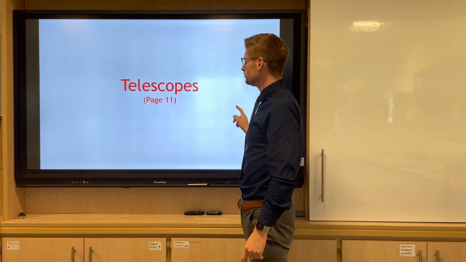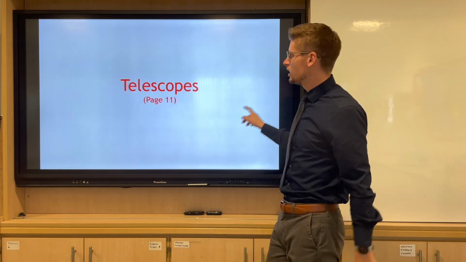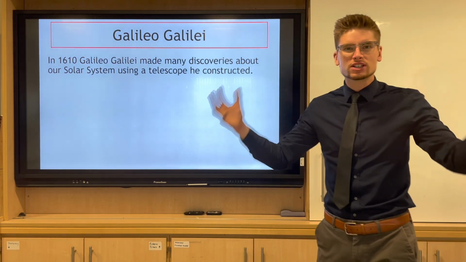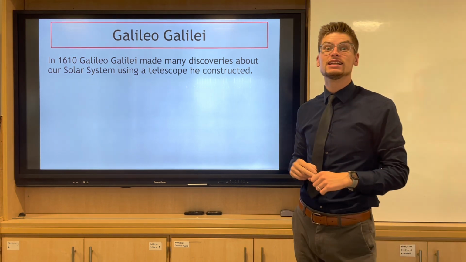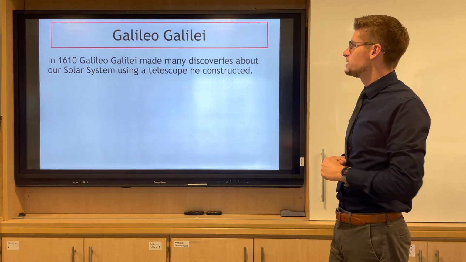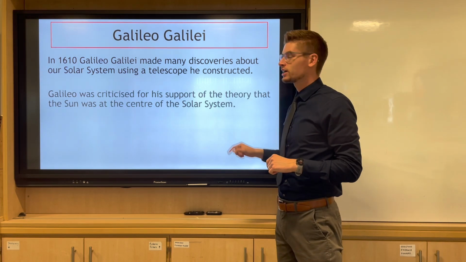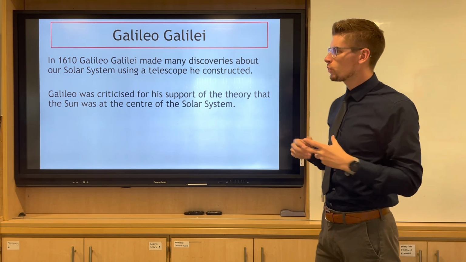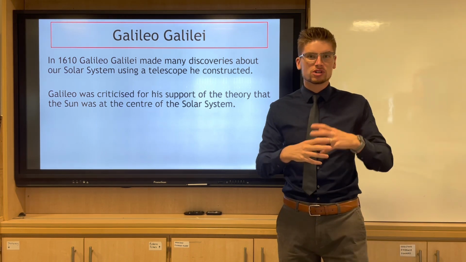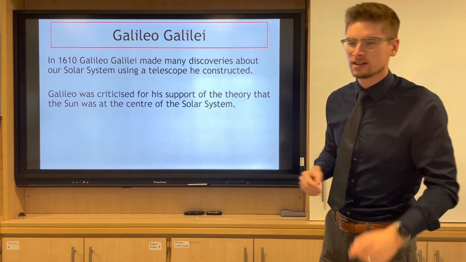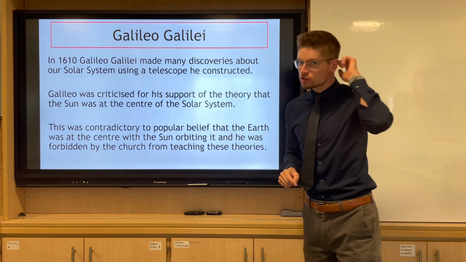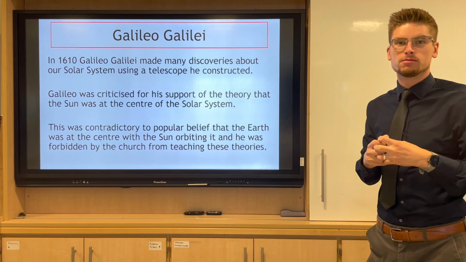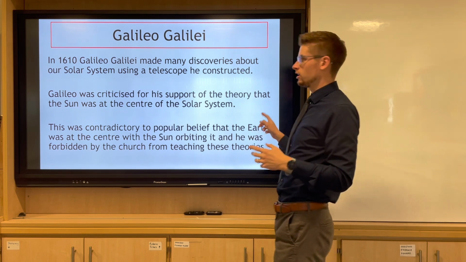Okay? Right, last thing, telescopes. Page 11, let's rattle through this, okay? So the famous guy who kind of discovered telescopes in physics was Galileo Galilei. In 1610, he made many discoveries about the solar system using a telescope that he constructed. But he was criticized a lot for his theory of the sun because it wasn't quite in keeping with the things that were going on at that time. It was contradictory to the popular belief that Earth was at the center. People thought that Earth was at the center of the solar system, not the sun. But we now know that the sun is definitely the center.